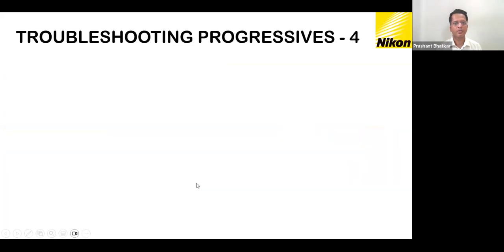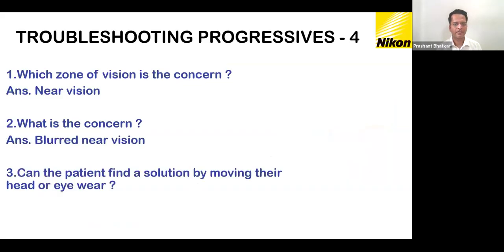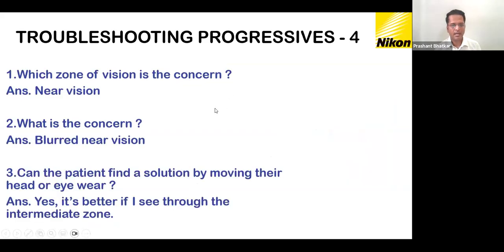Okay. Fourth, I'm going to ask one more question, and then I won't ask any more questions. Which zone of vision is the concern? Near vision. This patient says my near vision is a concern. What is the concern? The near vision is blurred. Can the patient find a solution by moving their head or eyewear? Yes. It is better if I see through the intermediate zone.